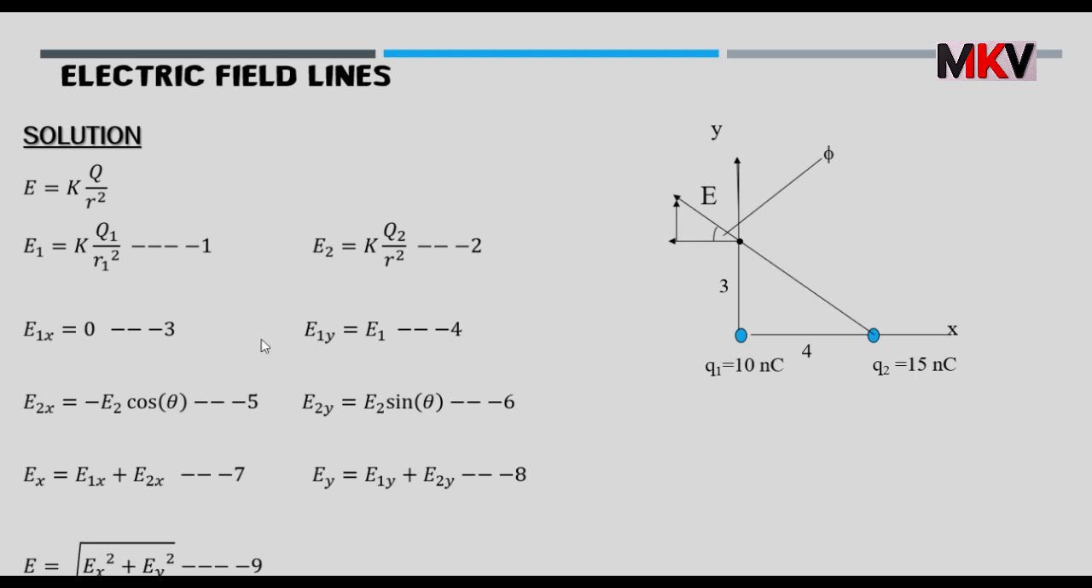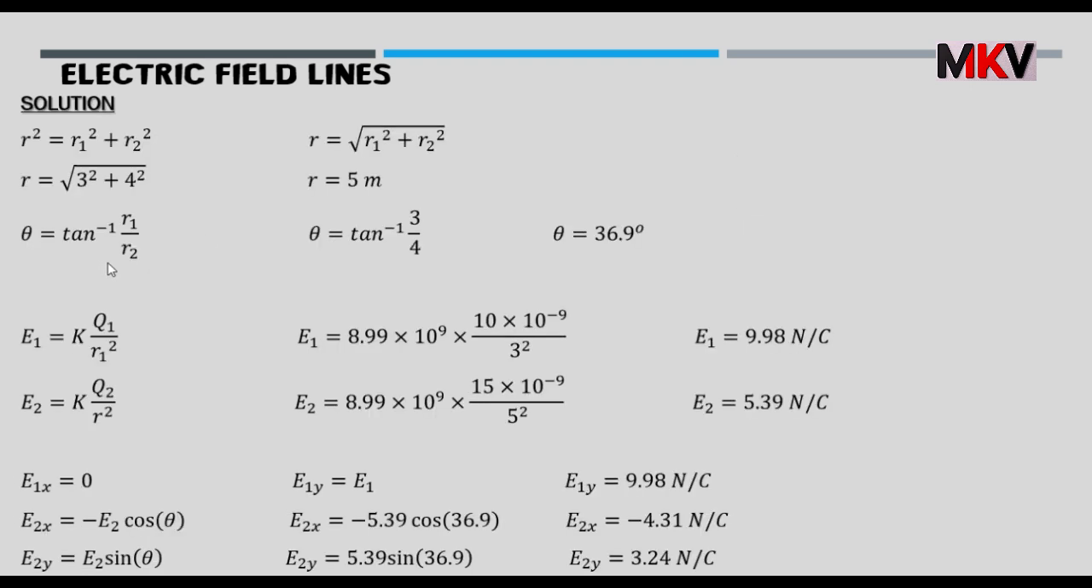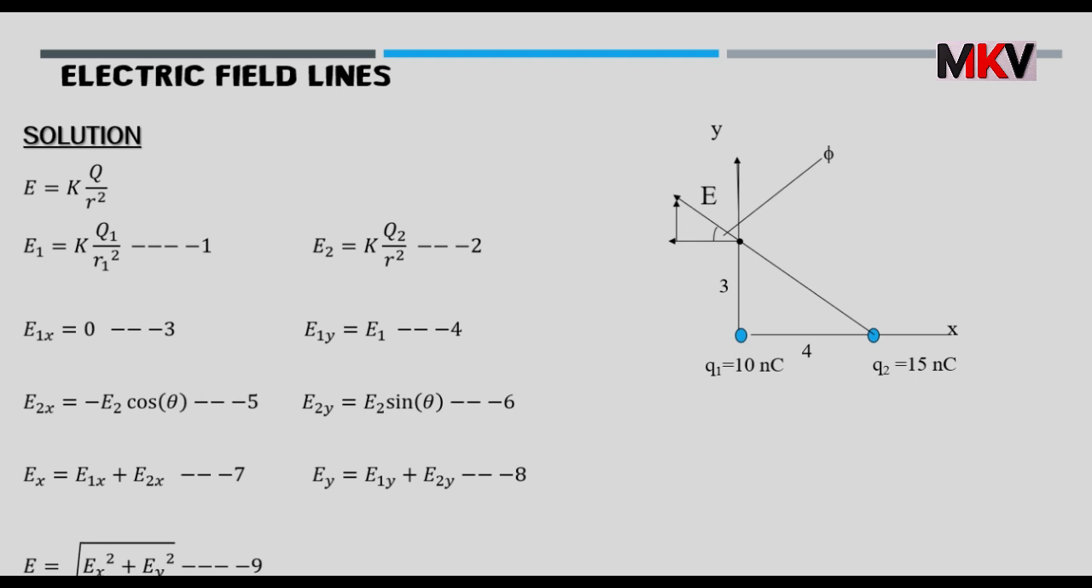Now, after finding E1 and E2, we resolve them into their components, that's the x component and the y component. And for the resolution, E1x will be equal to 0, because from this diagram, there is no x component for Q1.